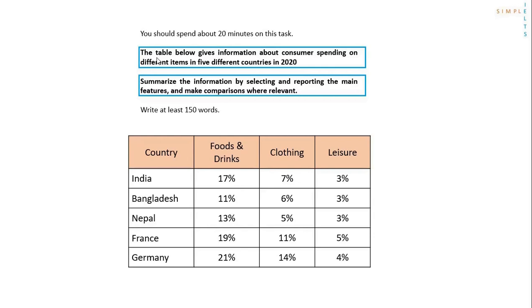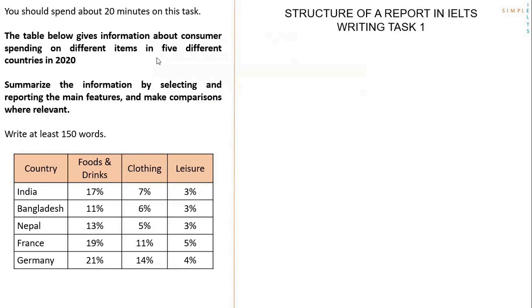Okay? And then there are two things that you have to know. First is that we only have 20 minutes to do this, and then the minimum number of words is 150. Fewer than 150, you will lose your marks. Okay, that's a little bit of explanation about table report in IELTS Writing Task 1. And next, I would like to explain about the structure of a report in IELTS Writing Task 1.